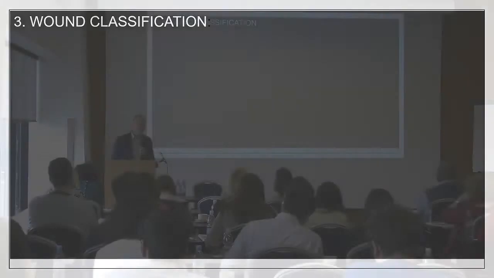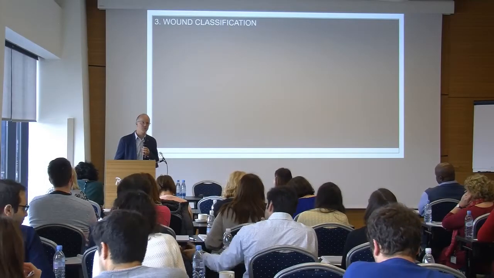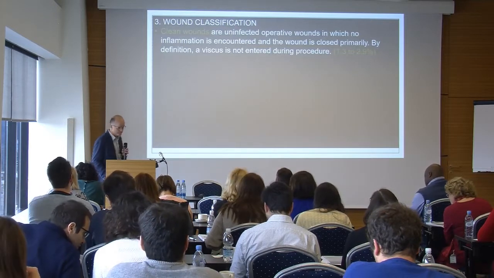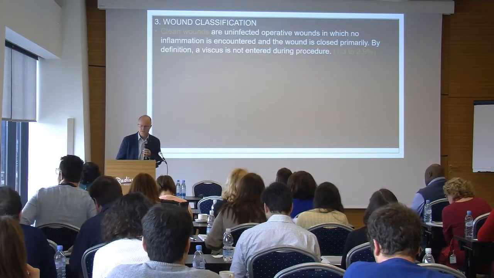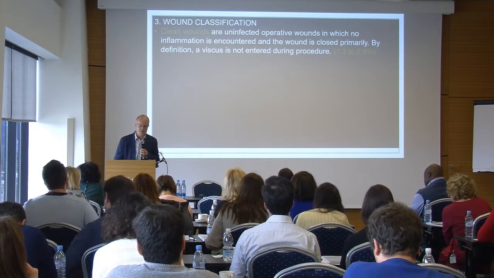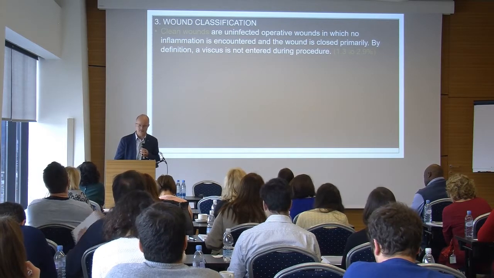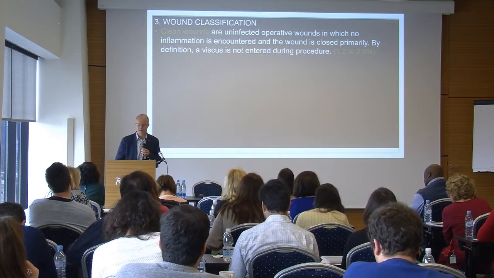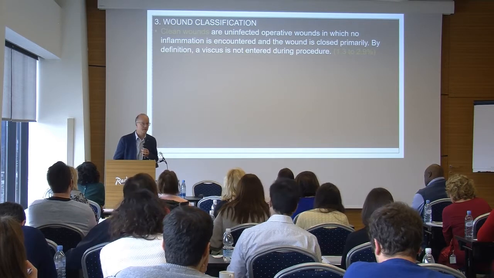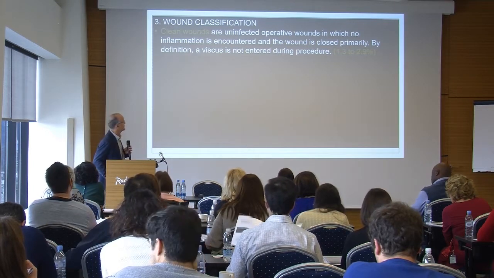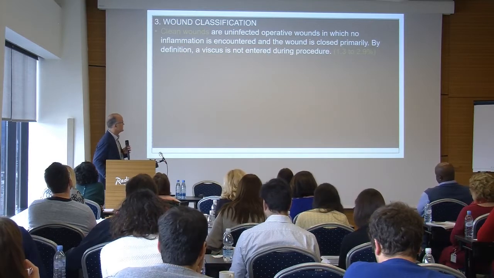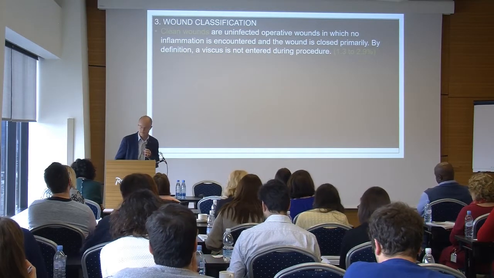And when we talk about wound classifications, we have 4 types of surgical wounds. The first one is clean wound. Clean wounds are uninfected operative wounds in which no inflammation is encountered and the wound is closed primarily. A viscus is not entered during the surgery, and the infection rate in those wounds is between 1.3 to 2.9%.